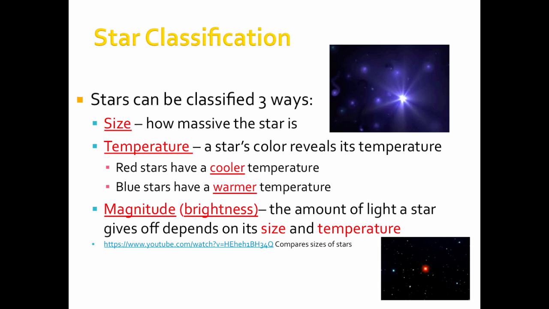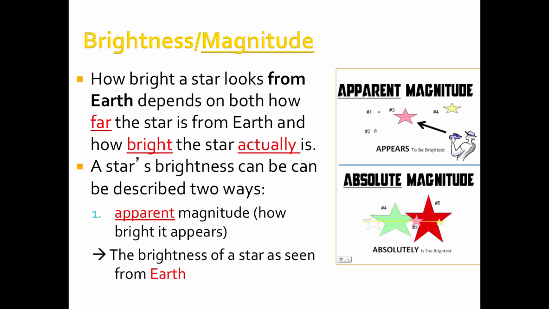And then the last way that we classify them is by their magnitude, which is their luminosity and how bright they are. It is the amount of light a star gives off depending on its size and temperature. Now, you should know that by the way you've charted them, blue stars tend to be the brightest. However, if a star is really big, like a supergiant, it's obviously going to give off more magnitude than a dwarf. So make sure you know the 3 ways that we classify stars: size, temperature, and magnitude.